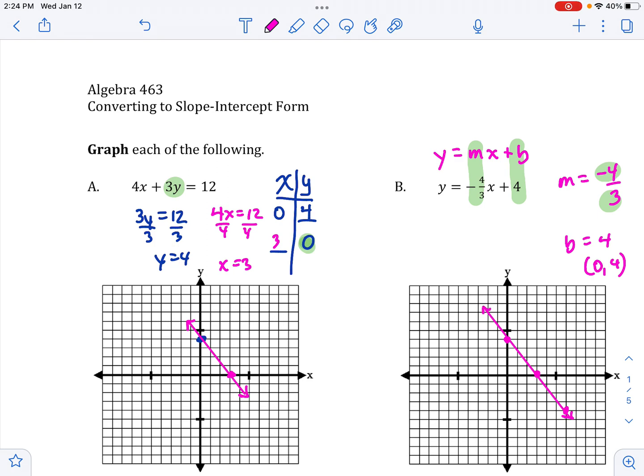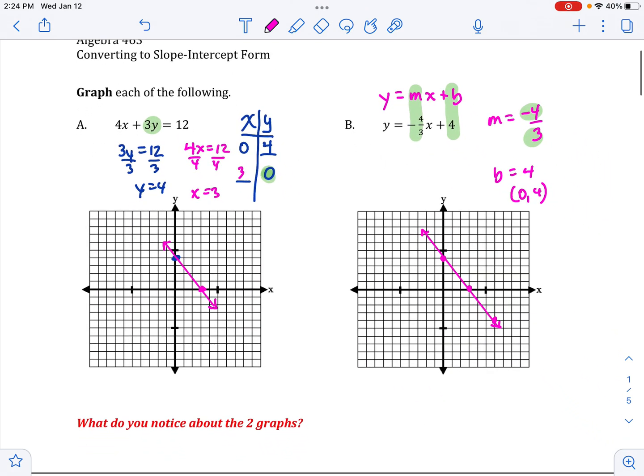All right. So below here, after graphing these two, what do you notice about the two graphs? Well, a couple of things that I notice is, number one, they both cross the y-axis at 4. Notice that we have (0, 4), (0, 4). The second thing I notice is it looks like the slope is the same because they're both going down 4 over 3. So now I'm thinking these two lines are the same.